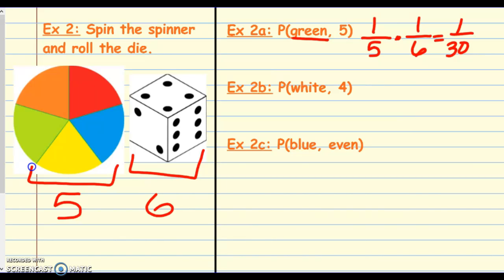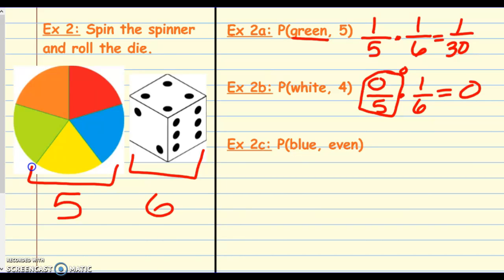Moving on to letter B, we do the same thing for spinning a white and a 4. There are 0 white sections out of the 5, and there's 1 4 out of 6. However, I know that 0 over anything is going to be 0, so there's absolutely no chance of us spinning a white wedge and then rolling the 4.